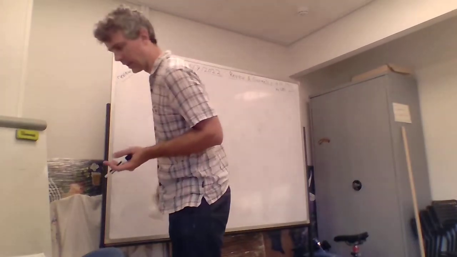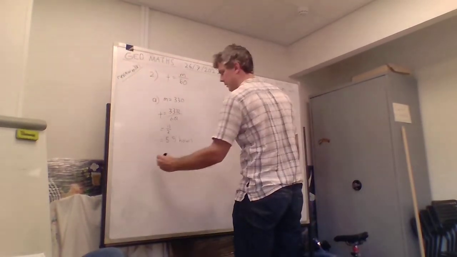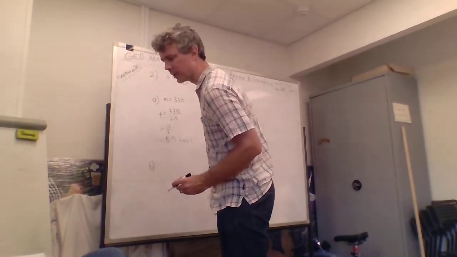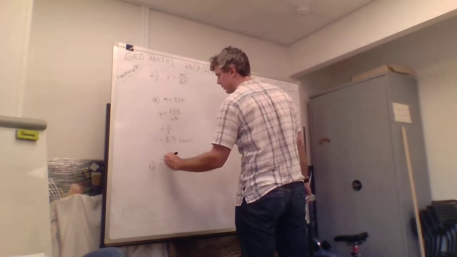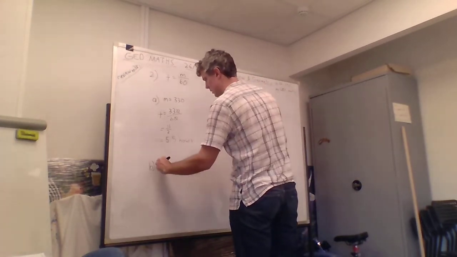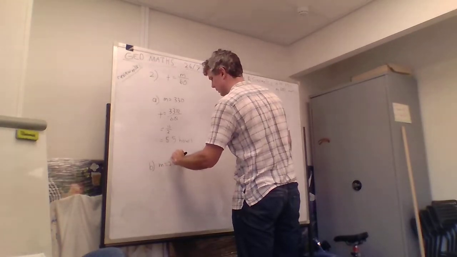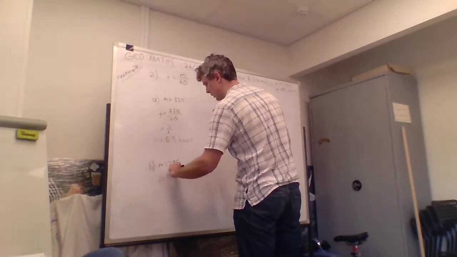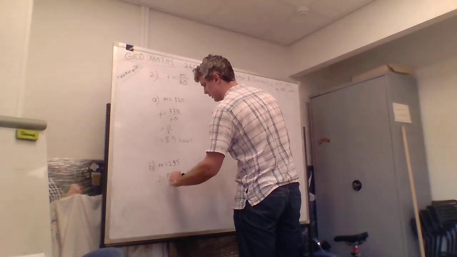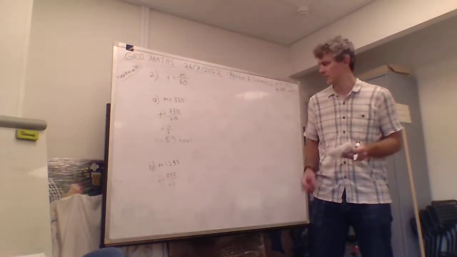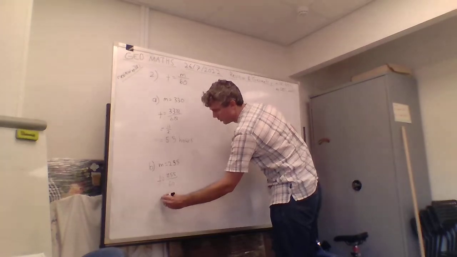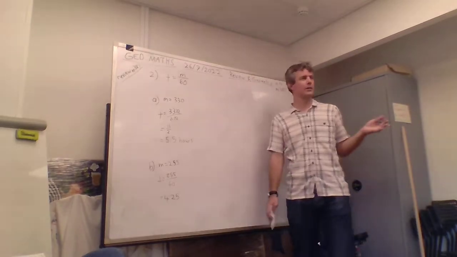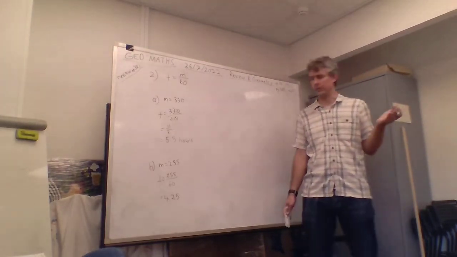Okay, the next one, B, is the same thing. It says, how many hours will it take him to drive 255 miles? So if m equals 255, t equals 255 over 60. And again, you can use your calculator. 4.25. You got 4.25? Alright. So that's 4 hours and 15 minutes, right? The quarter of an hour is 15 minutes.